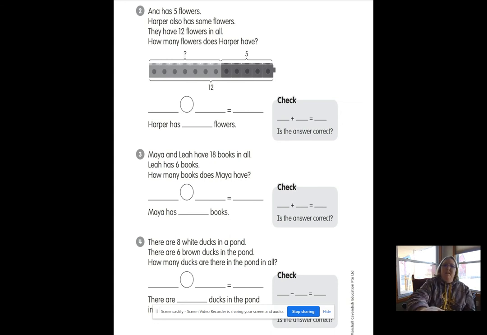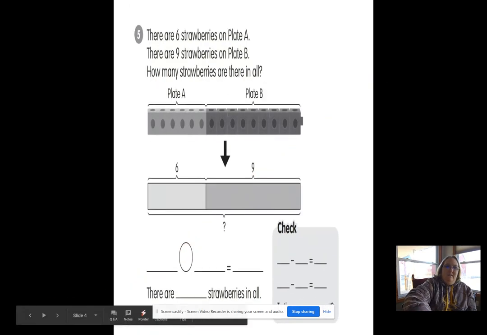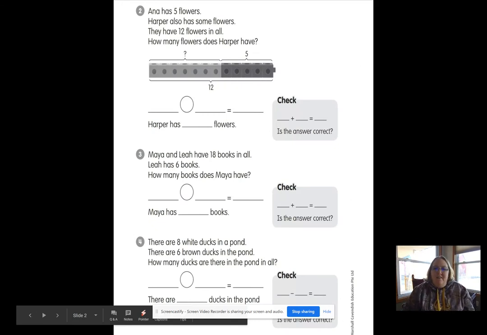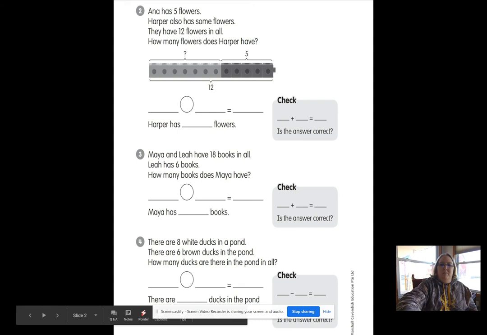Question number 4 says there are 8 white ducks in the pond. Oh, I'm sorry. Technical difficulty. There are 8 white ducks in the pond. There are 6 brown ducks in the pond. So how many ducks are in the pond in all? So we've got our 8 white and our 6 brown. This is not breaking it apart. This is putting them together because we want to know how many in all they have. So our 8 plus our 6 gives us our total. And then that sentence, there are how many ducks in the pond?